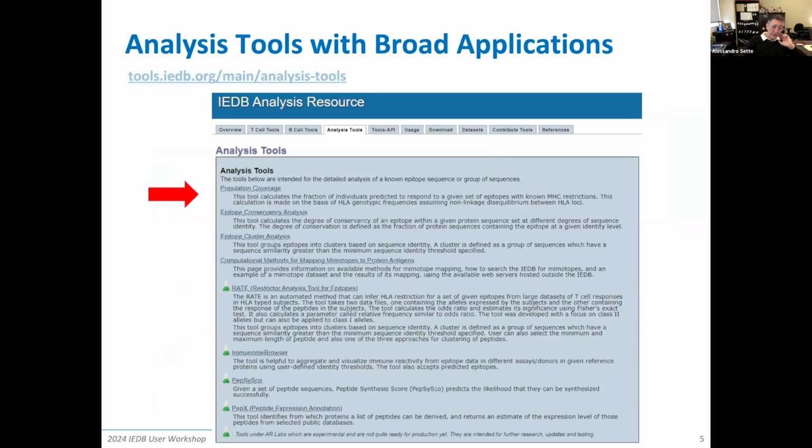An analysis tool which is very popular and is used frequently is the population coverage tool. So this relates to the fact that the different epitopes may bind or be restricted by different HLA alleles, and these HLA alleles have different frequency in the general population or in different ethnic groups. And so it becomes interesting to try to project what kind of coverage you get. What fraction of a given population is covered by a particular set of epitopes with defined restriction or binding capacity, how many epitopes bind, and so forth.